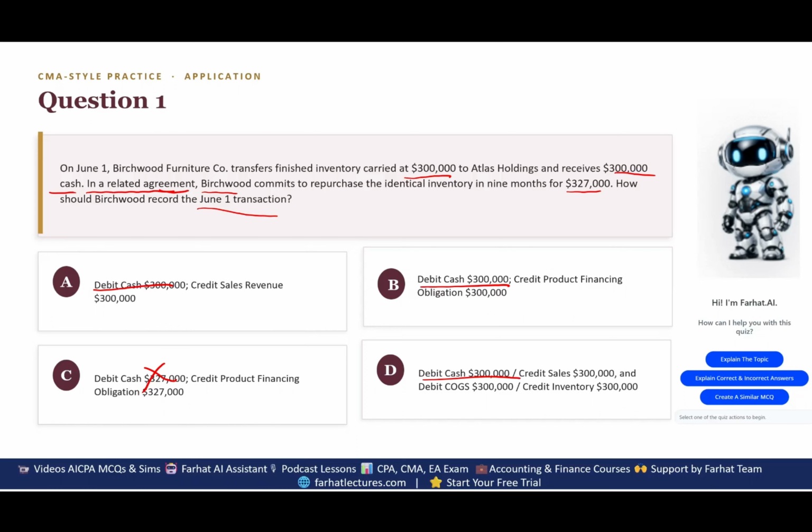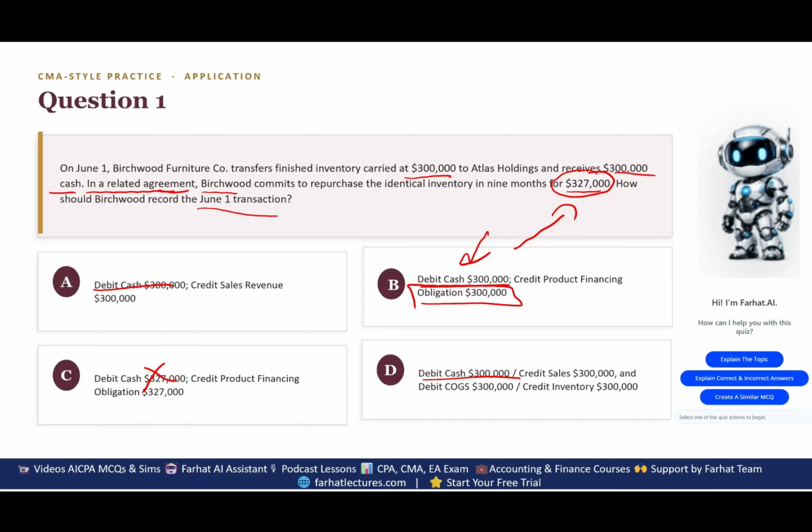If we have an agreement to buy it back, what are we actually doing? All we're doing is we are financing, using the inventory to obtain some financing. We're entering into a financing transaction. Basically, it's a form of borrowing because we have to buy it back at $327,000. So what entry do we make on June 1st? On June 1st, we debit cash and we have an obligation of $300,000. Now, when we pay it back, we have to pay $327,000. Between June 1st and 9 months later, we have to accrue any interest, any storage cost until the liability becomes $327,000 and we pay it off.